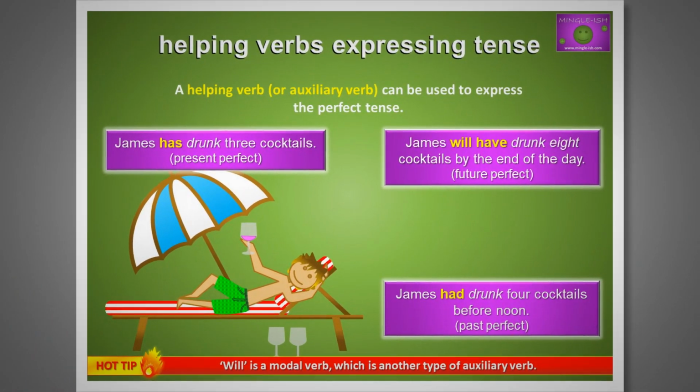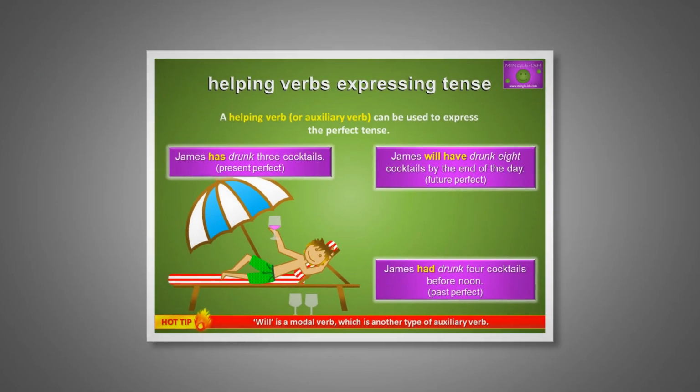A helping verb can be used to express the perfect tense. For example, James has drunk 3 cocktails. The present perfect tense. James had drunk 4 cocktails before noon. The past perfect tense. James will have drunk 8 cocktails by the end of the day. The future perfect tense.